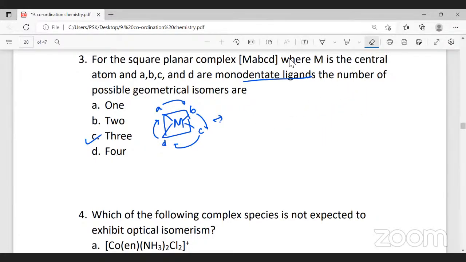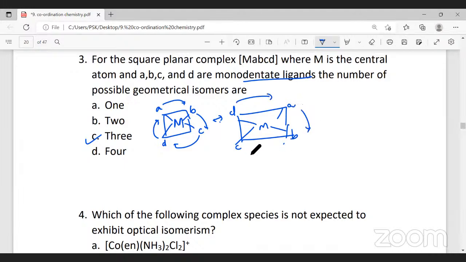It is again a square planar complex. This is the metal here. A comes here, B comes here, C here and D. Now you rotate this. What will happen? The next isomer, what will you get? Metal, and you will have D here, A here, B here, and C here. You followed this?